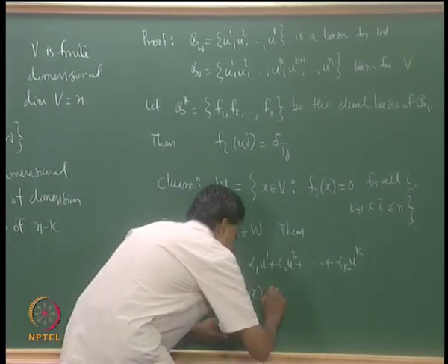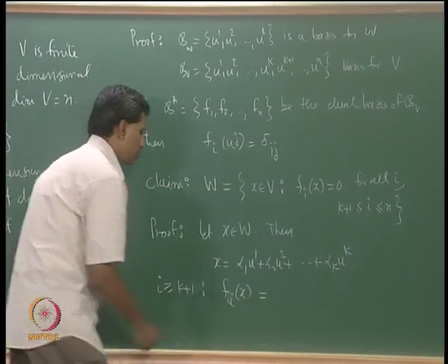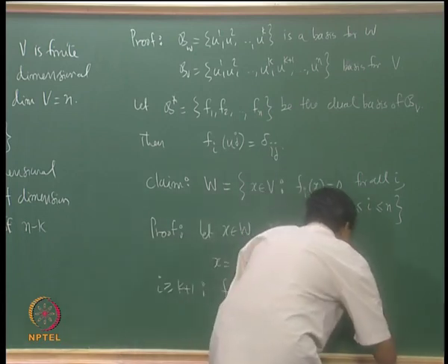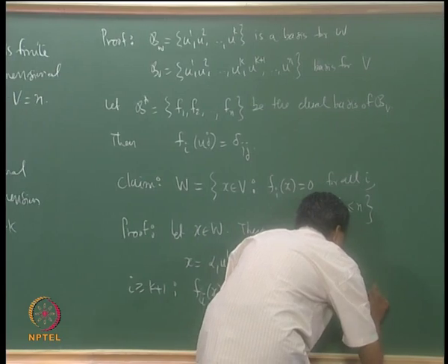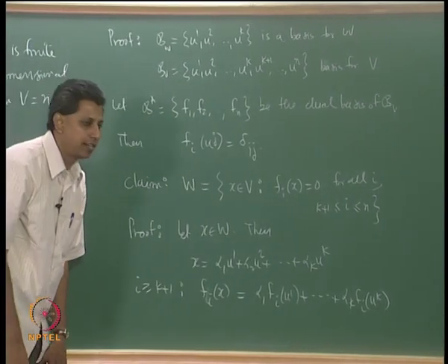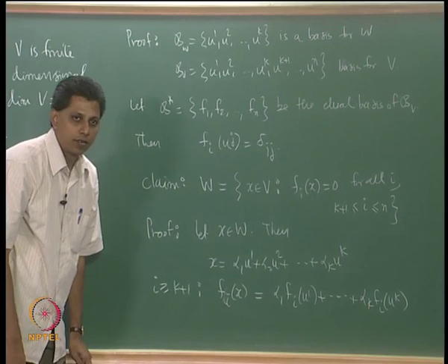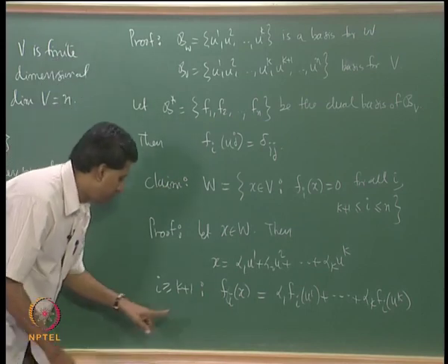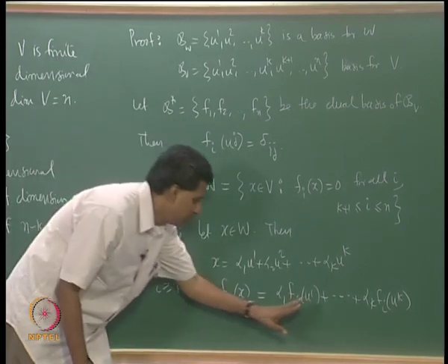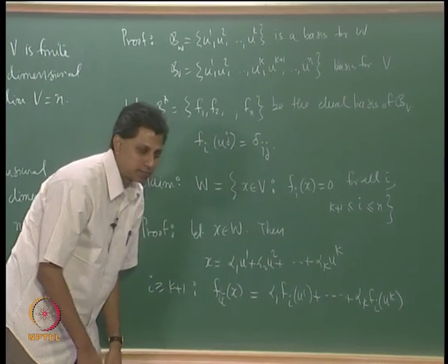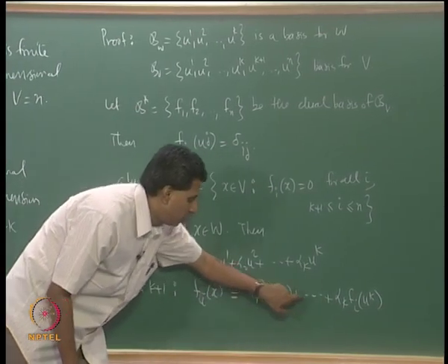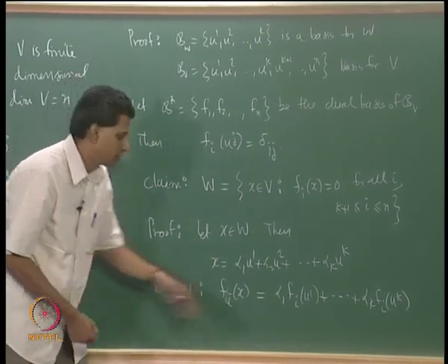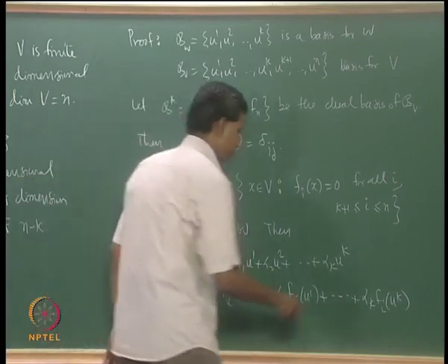Okay. But fi is linear. So, this is alpha 1 fi of u1, etc., plus alpha k fi of uk. I have just used linearity of fi. But remember that f1, f2, etc., fn is a dual basis. And so, whenever i is greater than or equal to k plus 1, each of these is 0, because look at these indices. You get u1, etc. up to uk. So, when i is equal to k plus 1 or more, i is not equal to j. So, each term is 0. So, this is 0.